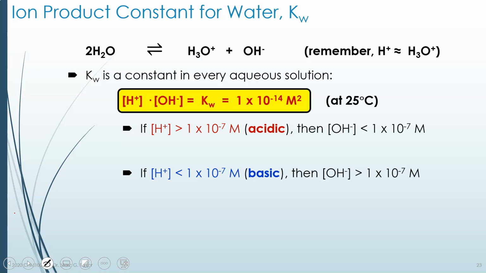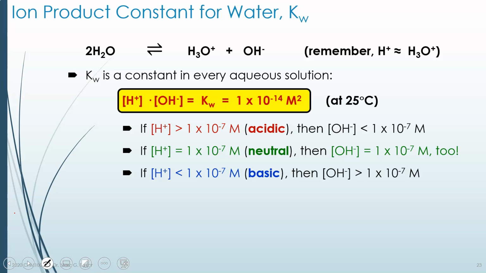And if the proton concentration is lower than that amount, in other words, it's basic, it's low acidity, then the hydroxide concentration must be higher than that concentration. And if the two are equal, then we call it neutral. The only time it's neutral is when they're both equal to 1 times 10 to the minus 7 molar. So if somebody tells you it's a neutral solution, you know two things. The pH is 7 exactly, and the concentration of both the proton, or hydronium, and the hydroxide are the same, both equal to 1 times 10 to the minus 7 molar.